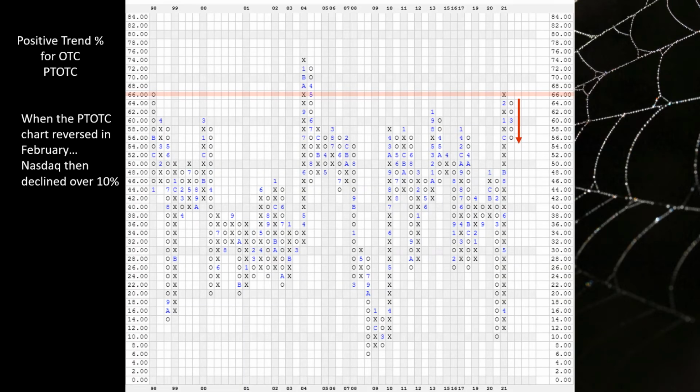This is a point and figure chart of the percentage of stocks on NASDAQ since 1998. The percent positive trend, OTC, was at its second highest level in 20 years in January. When it reversed down in February, NASDAQ declined over 10.5%. That's what happens when the percent positive trend declines.